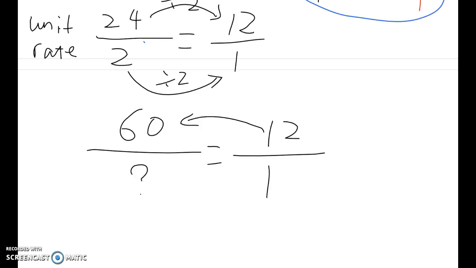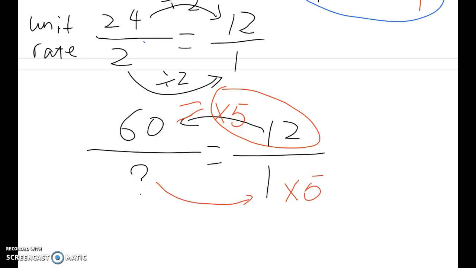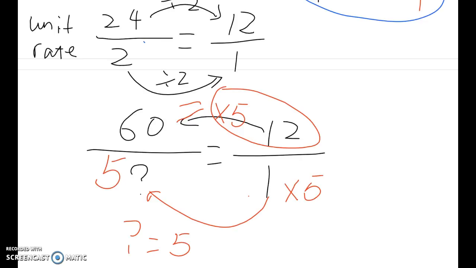We have times 5. 5 times 12 is equal to 60. So 1 times 5 will equal to, okay, we need to go this way. What happened? 1 times 5 will be 5. So that is to say 60 to 5 is the same as 12 to 1.